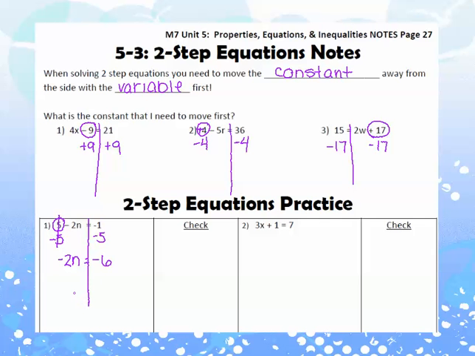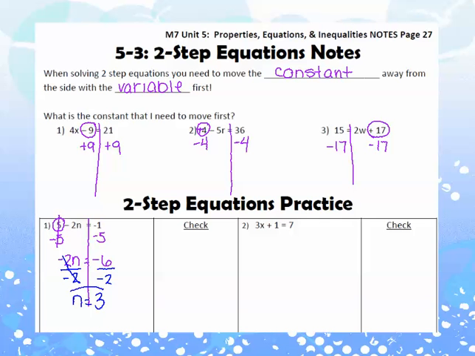Now we have a second step to do. That was our first step. Now let's do our second step, and I'm going to change colors so that you can see what I'm doing. I have a -2 stuck with my n. When they're smushed, it means multiply, so that means I need to divide by -2. Watch that negative. To get rid of that -2, these are opposites, so they cancel here. I have n left over on my first side, and -6 divided by -2 gives me +3.